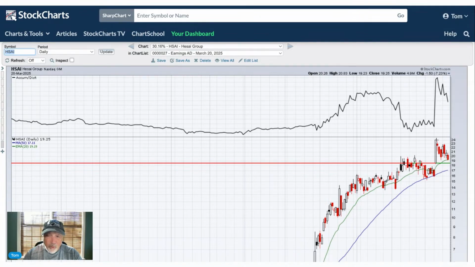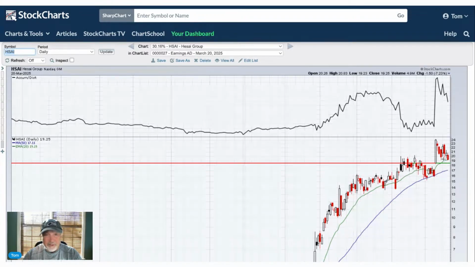If you get in at 24, the problem is, where do you get out? Do you wait on it to go below the 20-day? Do you wait on it to go below gap support? Because at that point, you're already down almost 25% on the stock, which is too much.